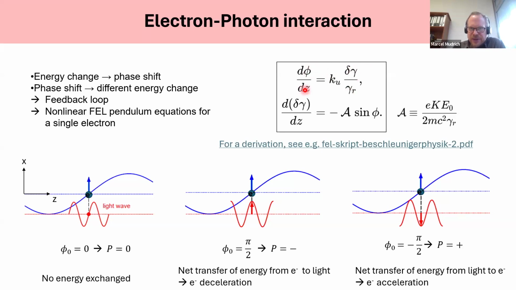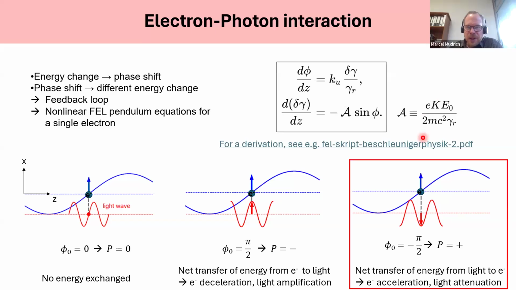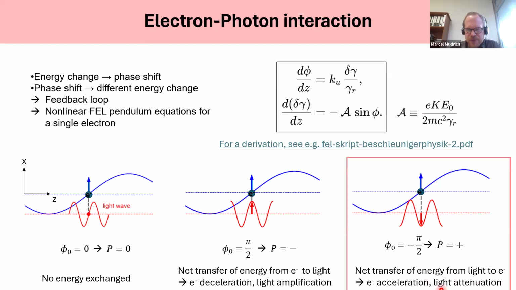So there is this set of differential equations. It should be noted that we have a sine phi here, so this is a nonlinear pendulum equation, where the amplitude A here is given by this parameter. Now let's consider a first case. As a first case, let's consider the one where transfer of energy goes from the light to the electron beam, and the electrons get accelerated, which goes at the expense of light attenuation.